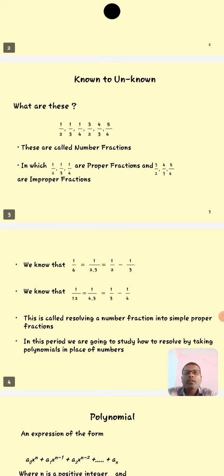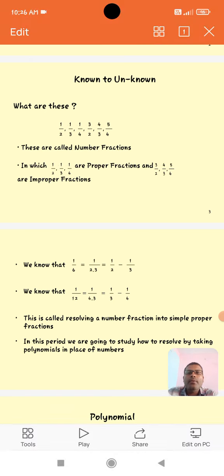Here the first one is unknown to known. What are these? You observe the fractions 1 by 2, 1 by 3, 1 by 4, 3 by 2, 4 by 3, 5 by 4. These are called number fractions. We already learned about these numbers at the lower level, in the 6th or 7th class. In 1 by 2, 1 is called the numerator and 2 is called the denominator. Of these, 1 by 2, 1 by 3 and 1 by 4 are proper fractions.